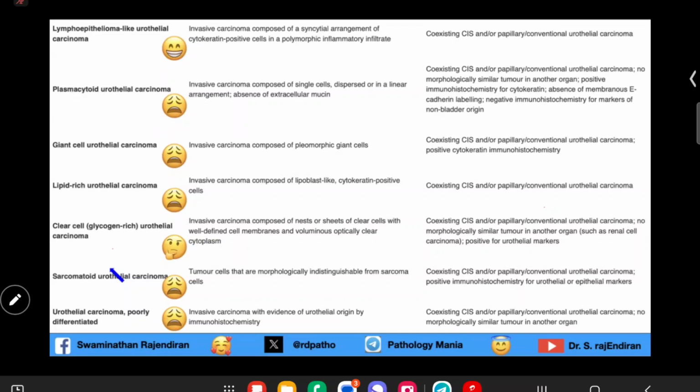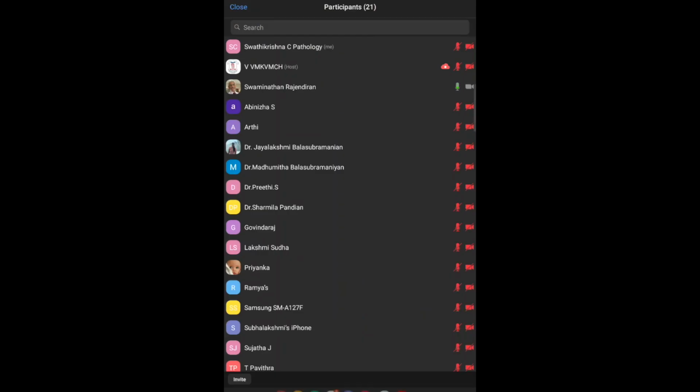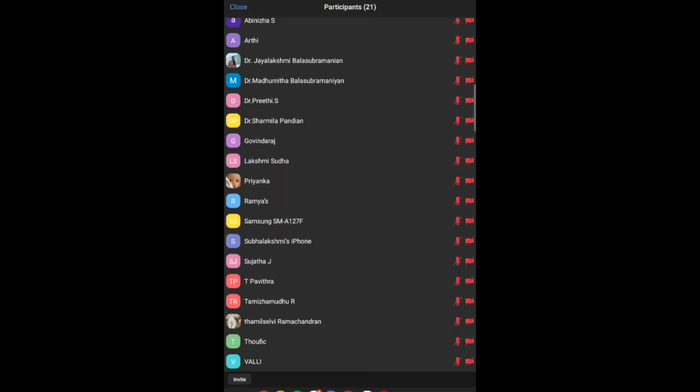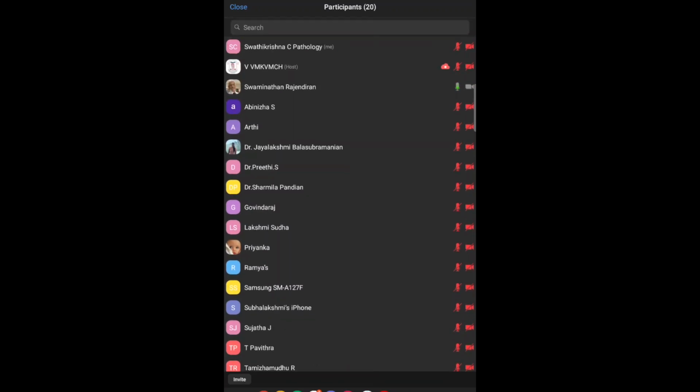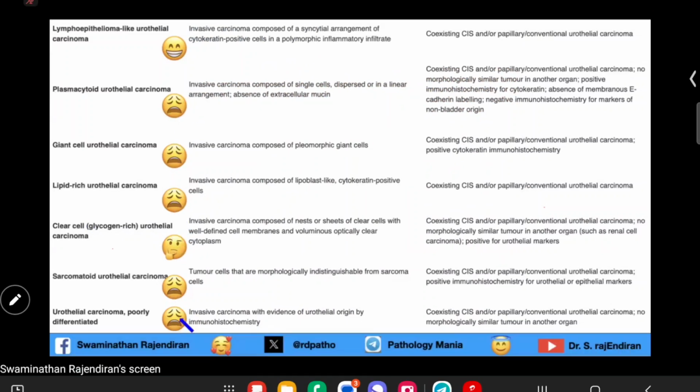Lymphoepithelioma like urothelial carcinoma, plasmacytoid urothelial carcinoma, giant cell urothelial carcinoma, lipid-rich urothelial carcinoma, clear cell or glycogen-rich urothelial carcinoma, sarcomatoid urothelial carcinoma, and urothelial carcinoma that is poorly differentiated. The lymphoepithelioma like urothelial carcinoma have a better prognosis. The prognosis of glycogen-rich urothelial carcinoma we don't know, whereas all the others are having very bad prognosis. We will see pictures of them one by one.